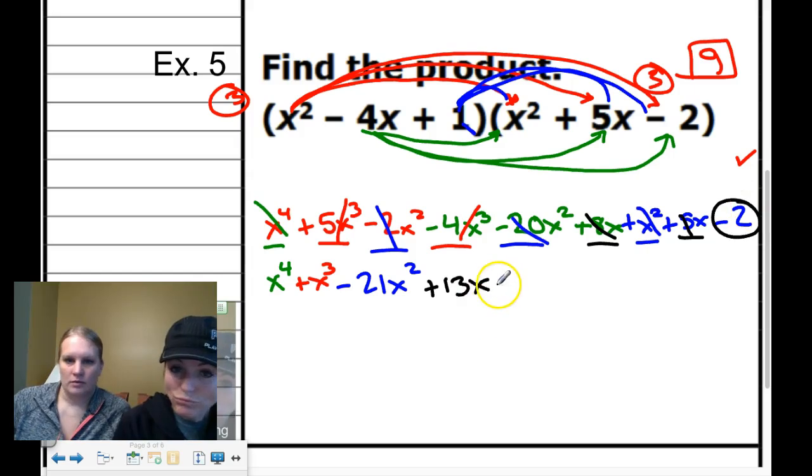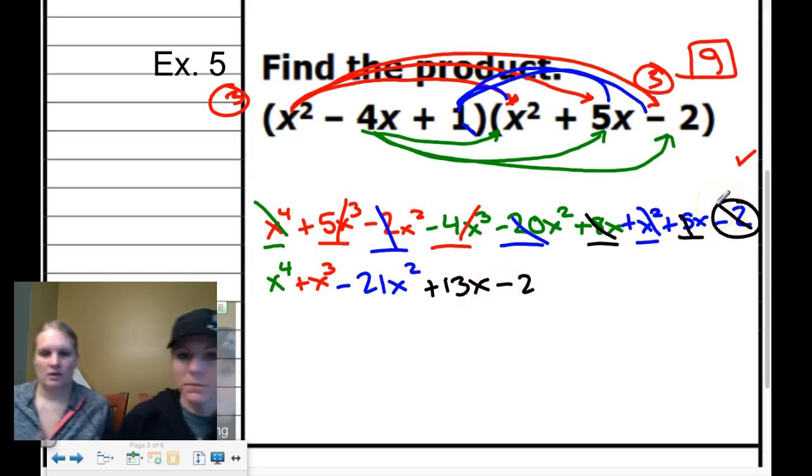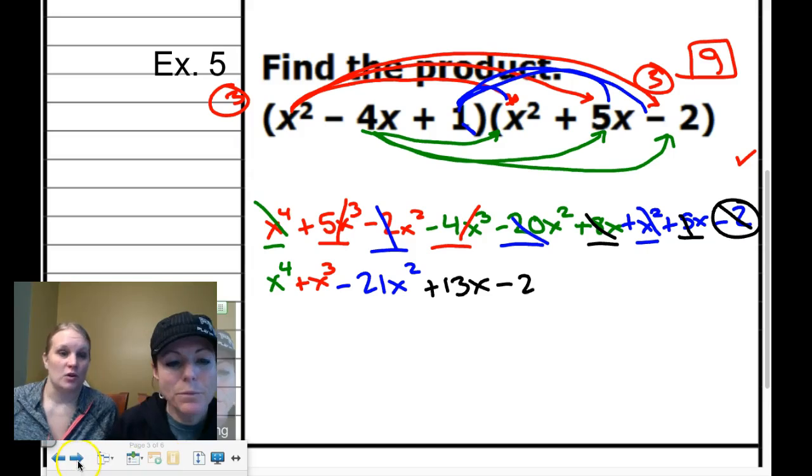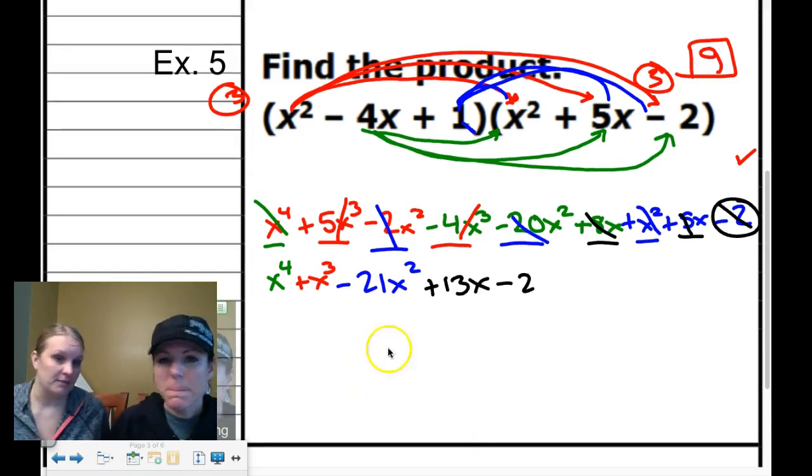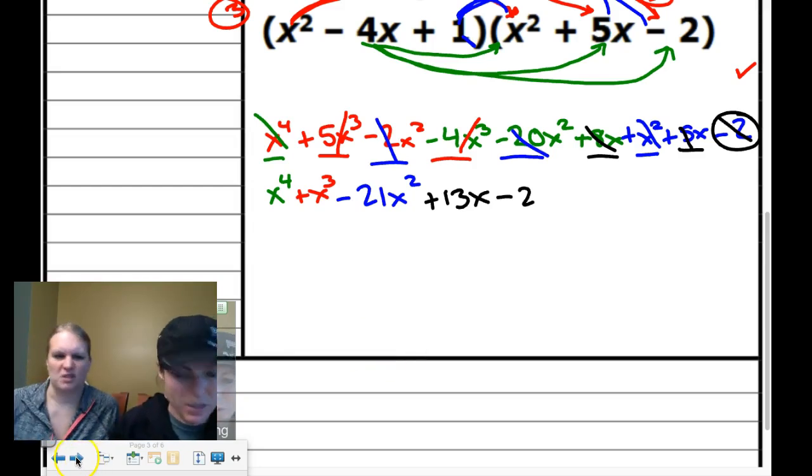It's just 2. And we're done. Right? It looks really hard and complicated, but it really isn't. It's pretty straightforward. You just have to go slow.